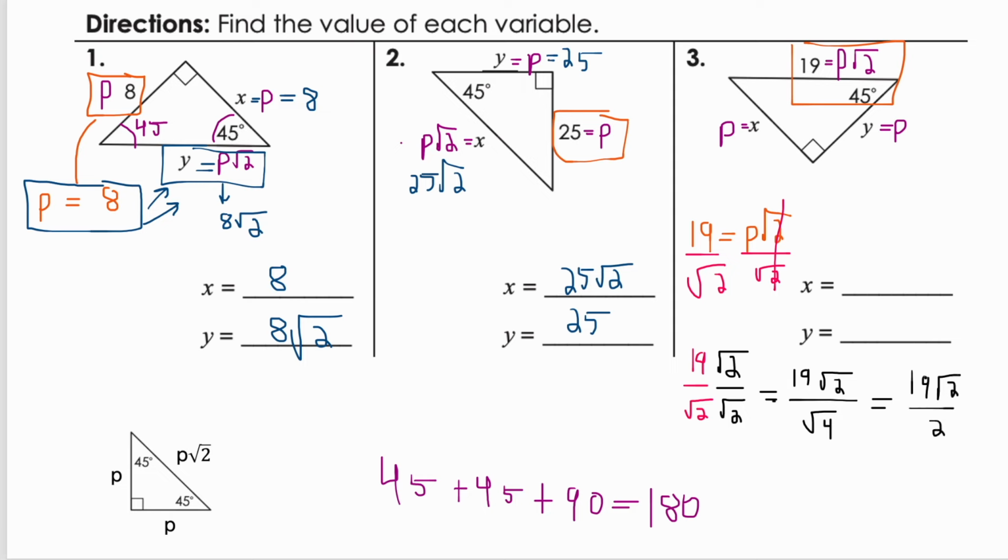So P is going to be 19 root 2 over 2, which is ugly, but it works as the answer. So now to get what x is, it's just P. So x is 19 root 2 over 2, and y is also 19 root 2 over 2. And we have our answer.